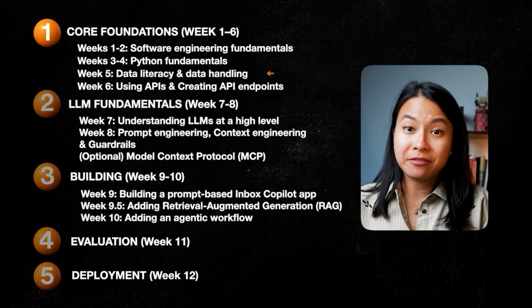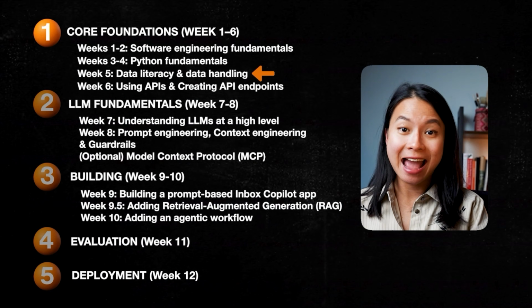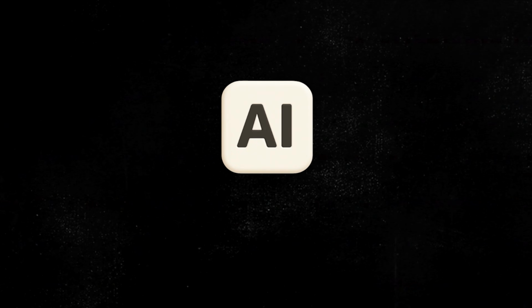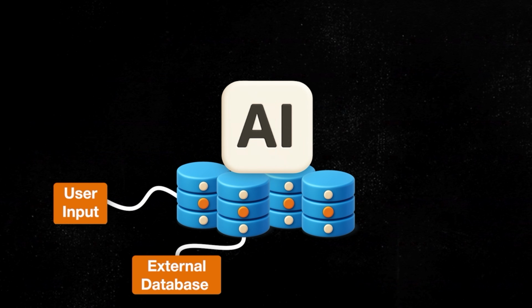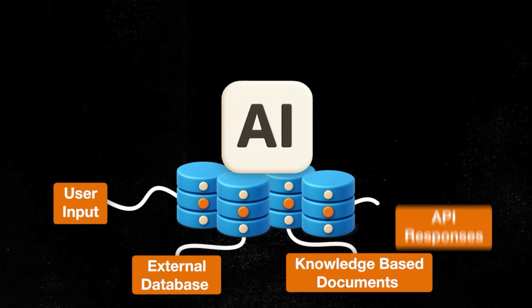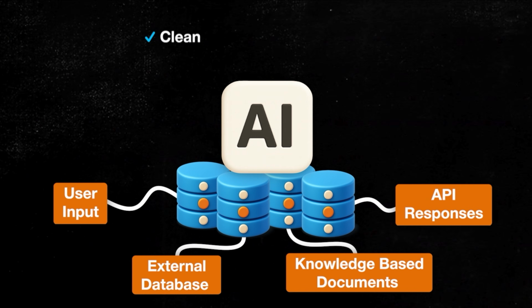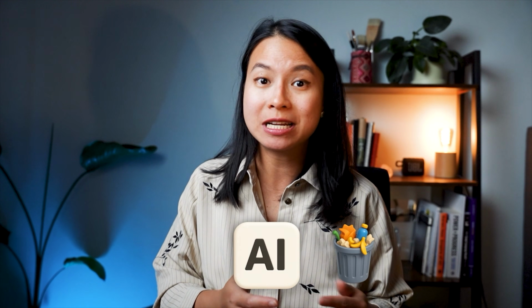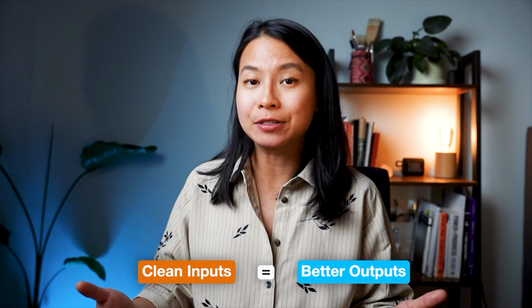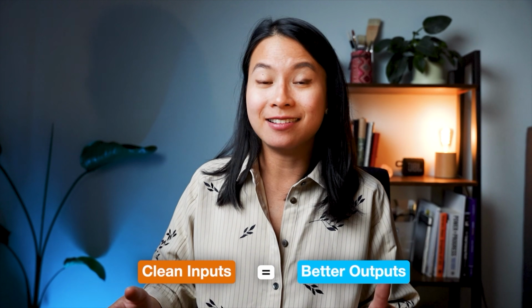Now, moving on to week 5, data literacy and data handling. AI apps rely heavily on data. Whether it's input from users, external databases, knowledge-based documents, or API responses, you need to clean, format, and validate data before feeding it into a model. This is very important because LLMs are very sensitive to noise. Similar to the idea of garbage in, garbage out in machine learning, clean inputs also mean better and more reliable outputs in AI apps. That's why data literacy is key.